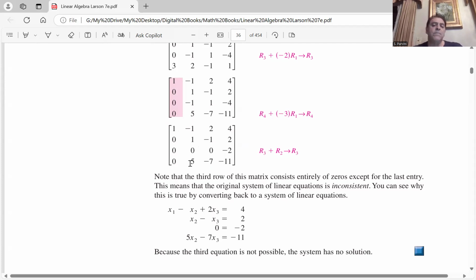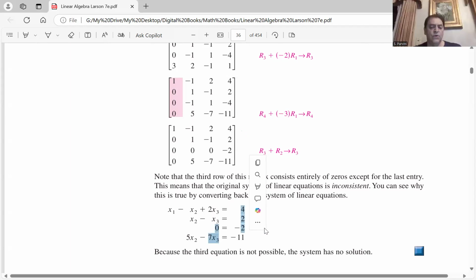The reason he stopped here in this matrix is, actually, look at the third row. What does this third row read? You have 0, 0, 0, -2. That means 0x plus 0y. If you go x, y, z, 0x plus 0y plus 0z equals -2. Well, 0 times anything is 0, right? So this third row, he has it down here.